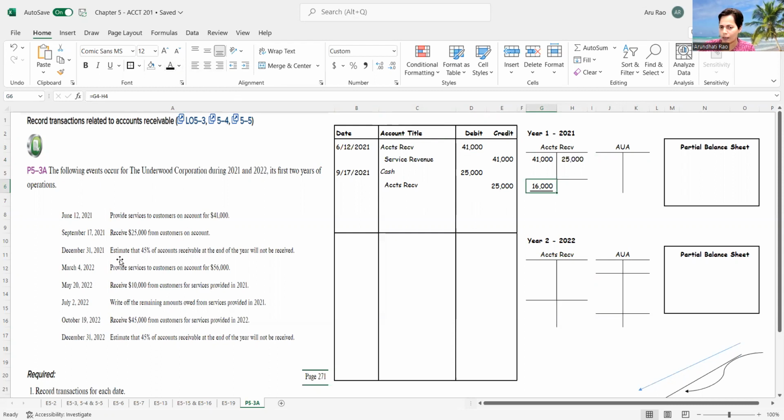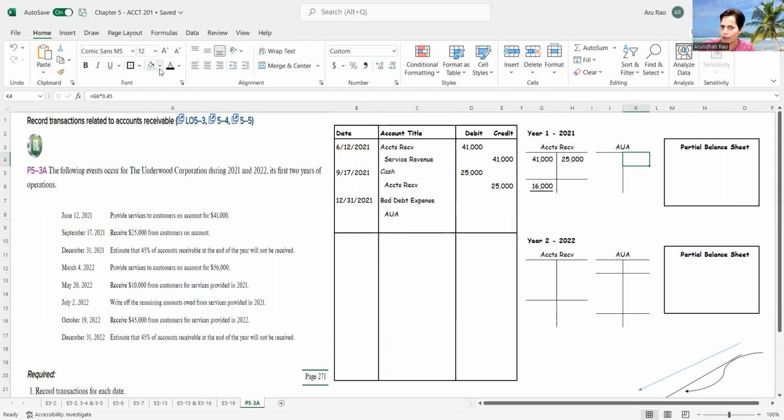I'm told that I estimate that 45% of the accounts receivable at the end of the year, that's the 16,000, will not be received. So I'm estimating 45% of accounts receivable will not be received. I'm going to do an adjusting entry. These first two are transactions, which means I dealt with an outside party. This is an adjusting entry. It's a book entry. I am saying I expect 45% of that 16,000 to go bad. So my journal entry is bad debt expense debit, allowance for uncollectible accounts credit.